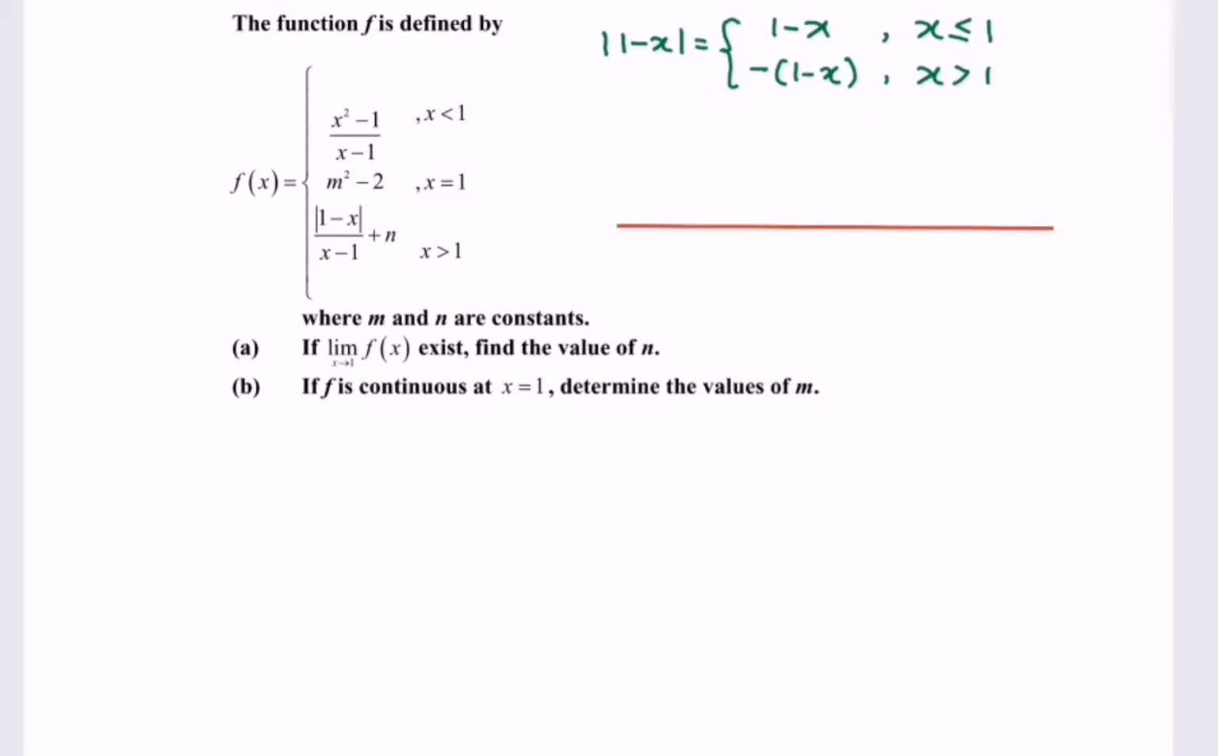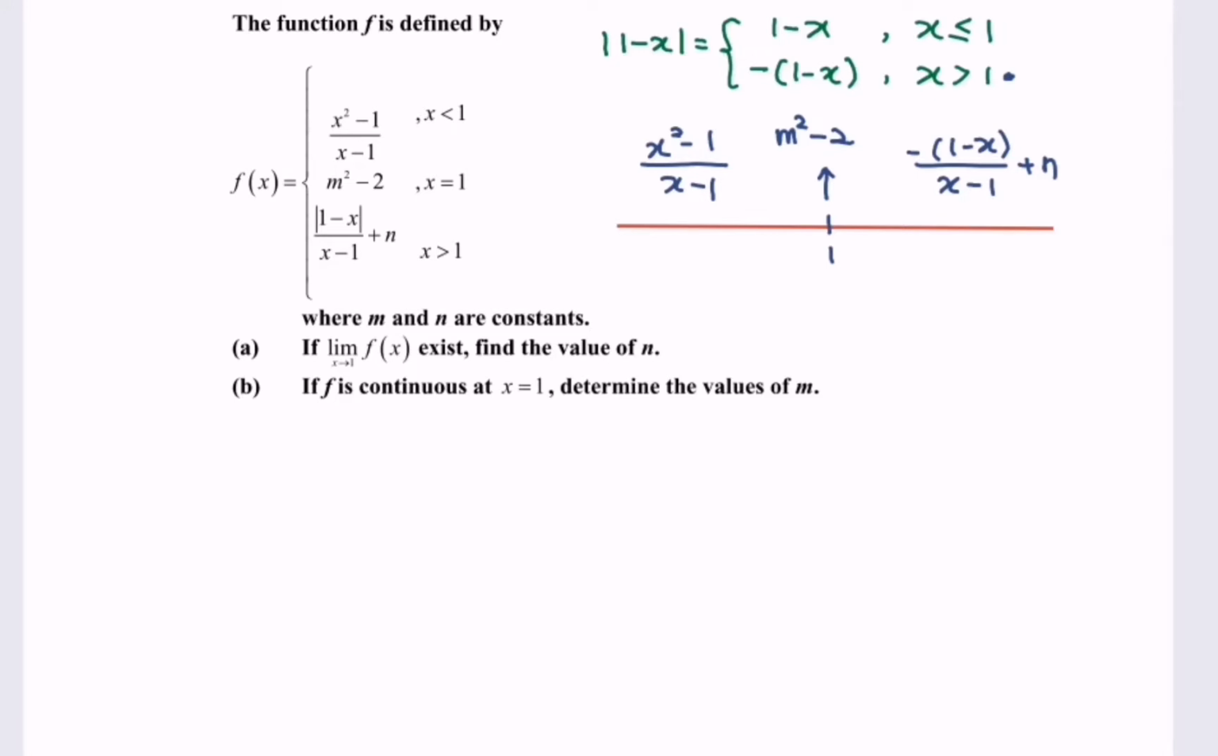So here we have the situation. The focus is the value of 1. Kindly refer to the piecewise function for the left hand side, x less than 1, where we have the function x squared minus 1 over x minus 1. Next, when x equals 1, we have m squared minus 2. And for the third case, we have x greater than 1, so we are focusing on this part. The modulus of 1 minus x would be the negative bracket 1 minus x over x minus 1 plus n. So here we have the situation for these questions.